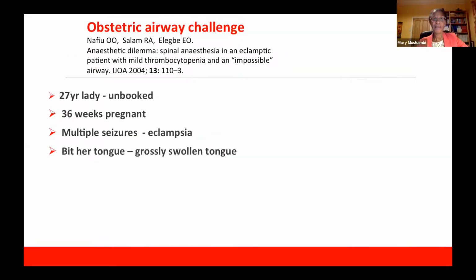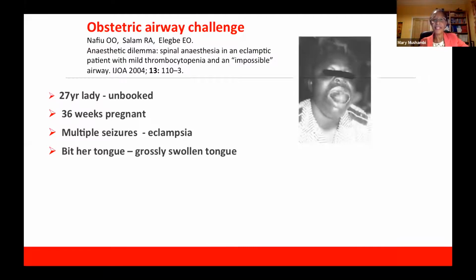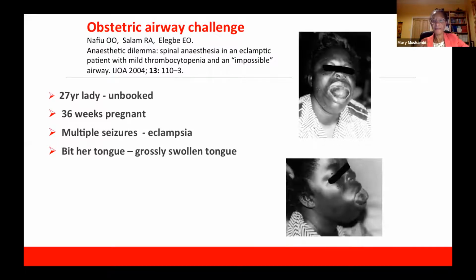Obstetric pathology impacting on a difficult airway. This was a patient who had multiple seizures from an eclamptic fit, had bitten her tongue, and this is what her airway looked like. And on top of that, she had low platelets. So if you are the anesthetist on call, how do you anesthetize this patient?